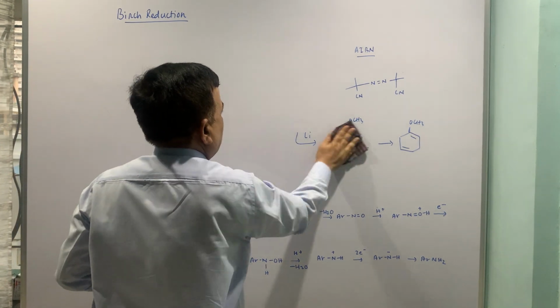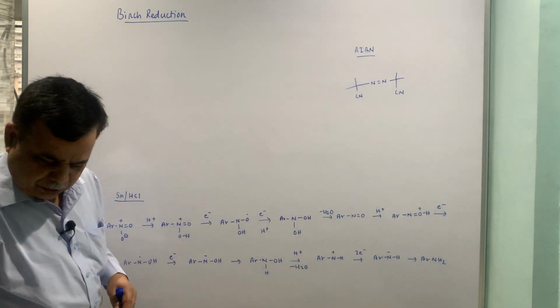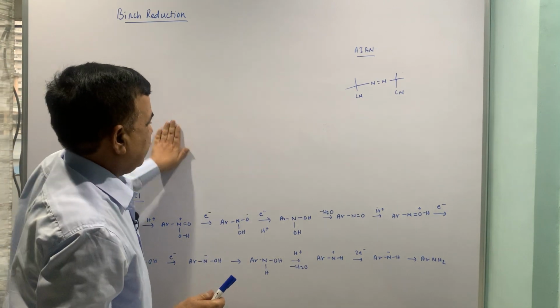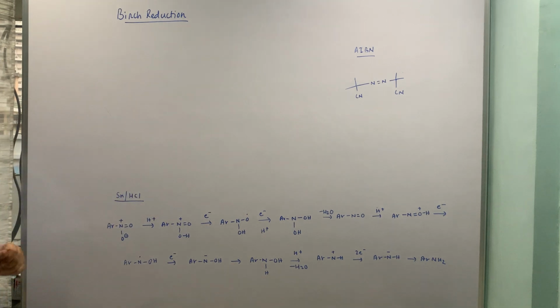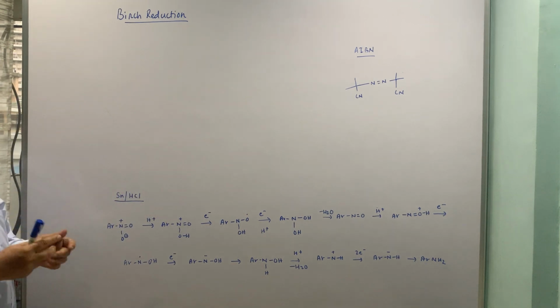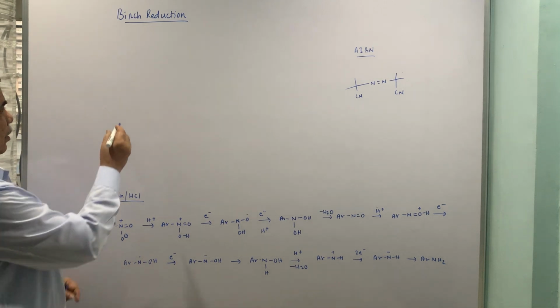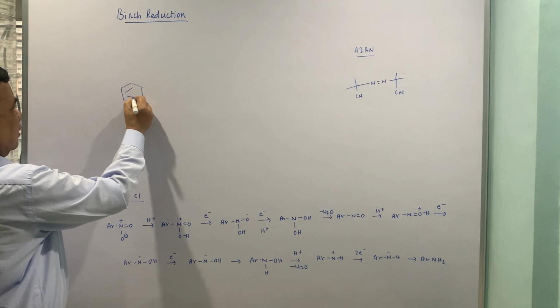The second example. I am not clearing that AIBN because we have to see one example based on that also. Yesterday we had only spoken about the reagent, but we have not seen any example. So today we will see the example. The second one is reduction of benzoic acid.